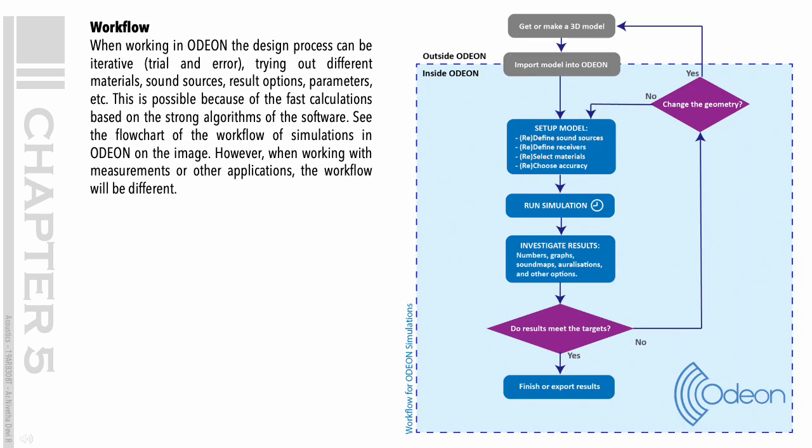Workflow. When working in Odeon, the design process can be iterative, trial and error, trying out different materials, sound sources, result options, parameters, etc. This is possible because of the fast calculations based on the strong algorithms of the software. See the flowchart of the workflow of simulations in Odeon on the image. However, when working with measurements or other applications, the workflow will be different.